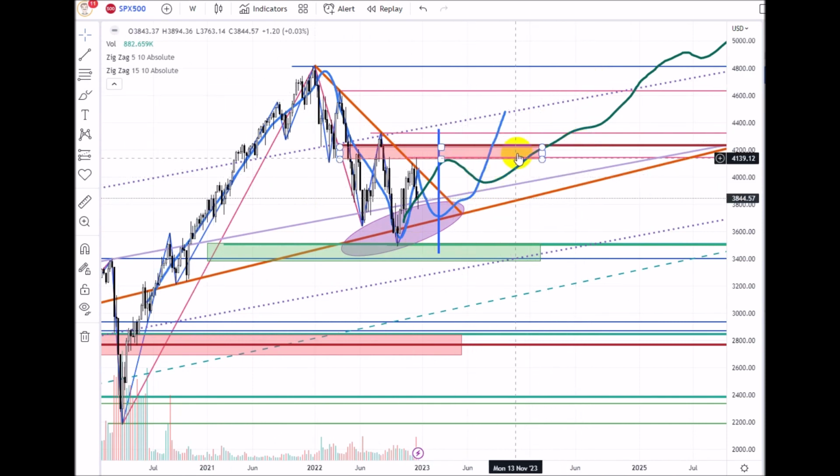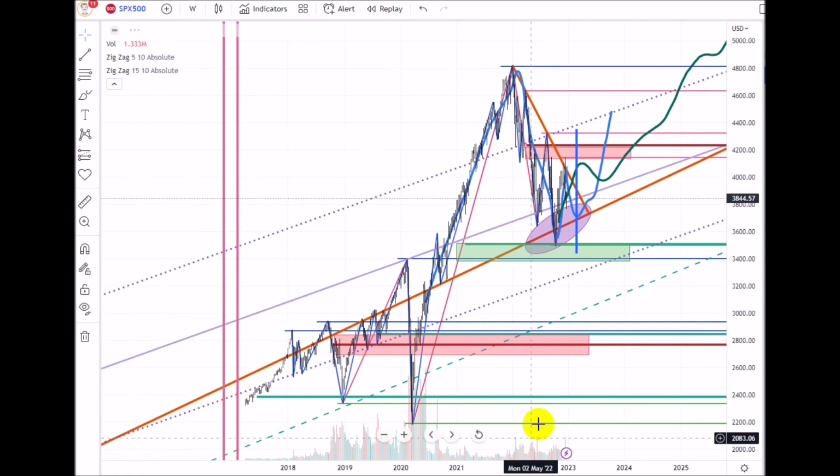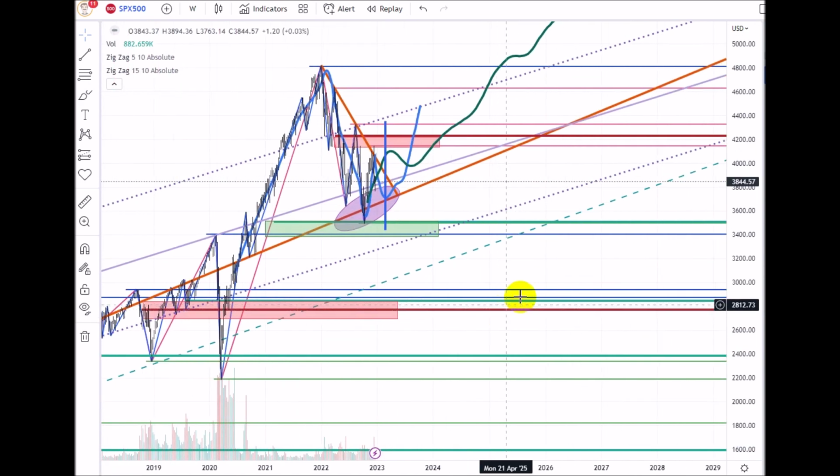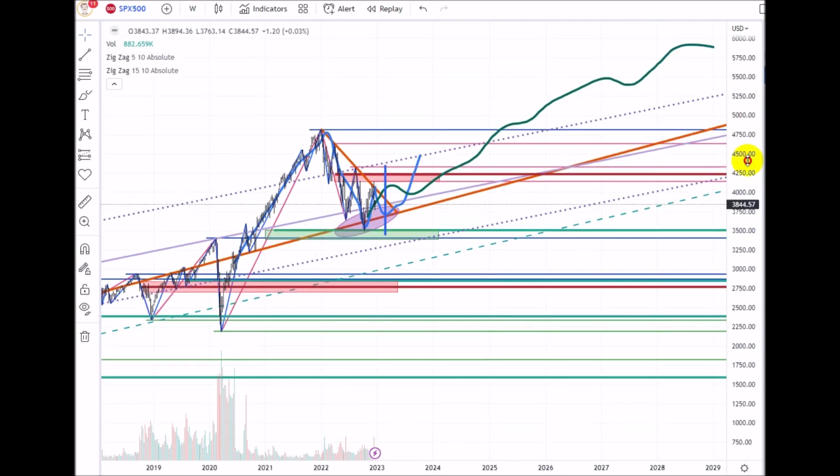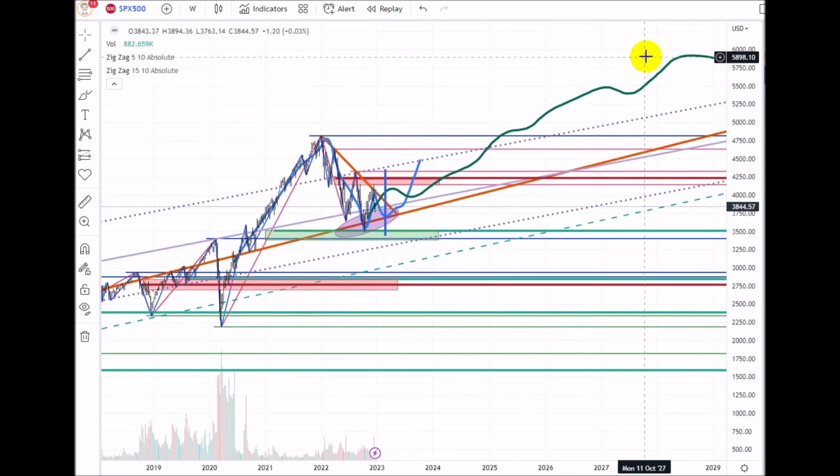It could take 2023, maybe 2024, and get back up into this area here. Eventually, I think we're going to move into new highs and peak somewhere near 2028, 2027, back over in this area. And I think we could see the S&P move up to about 5,700 to 6,000.